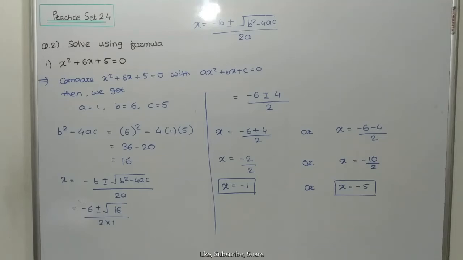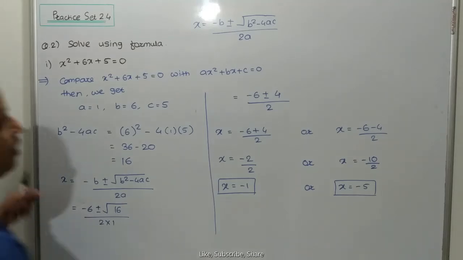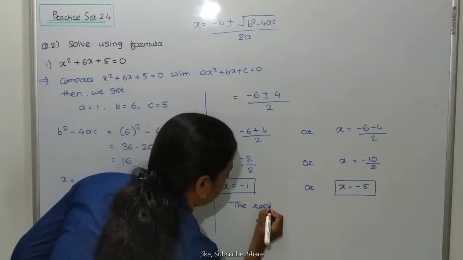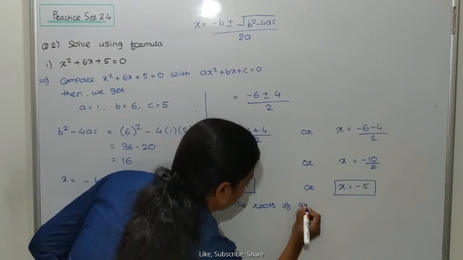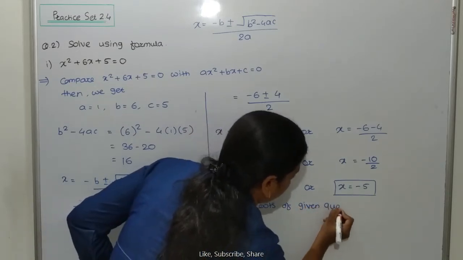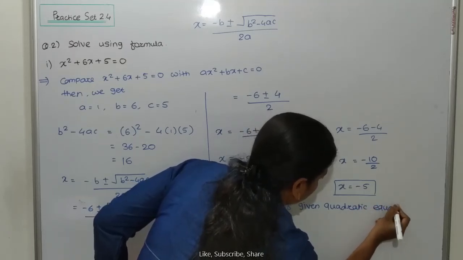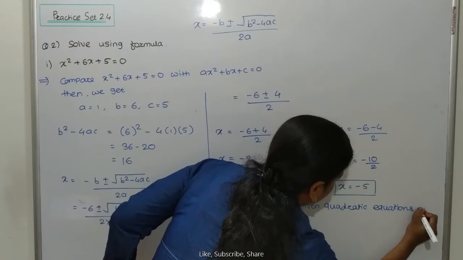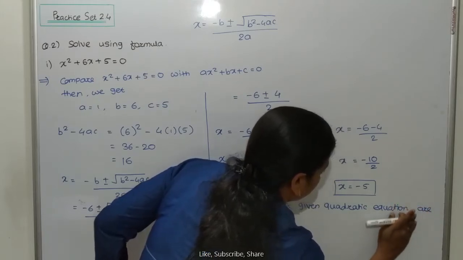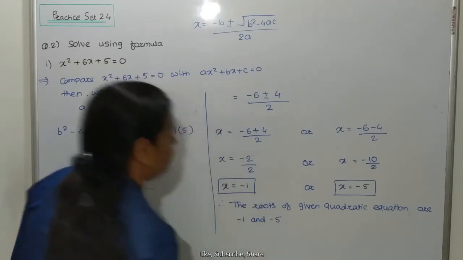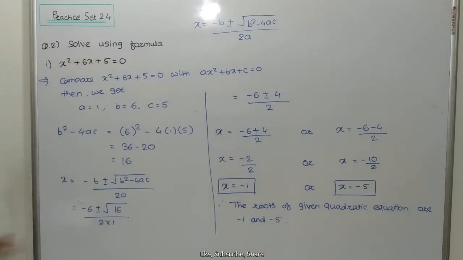Therefore, we can write it as the roots of the given quadratic equation are minus 1 and minus 5. Okay. So in this way we have to solve your question number 1. Okay. So if you have to write this, take the screenshot of it. Now we have to solve the next question.